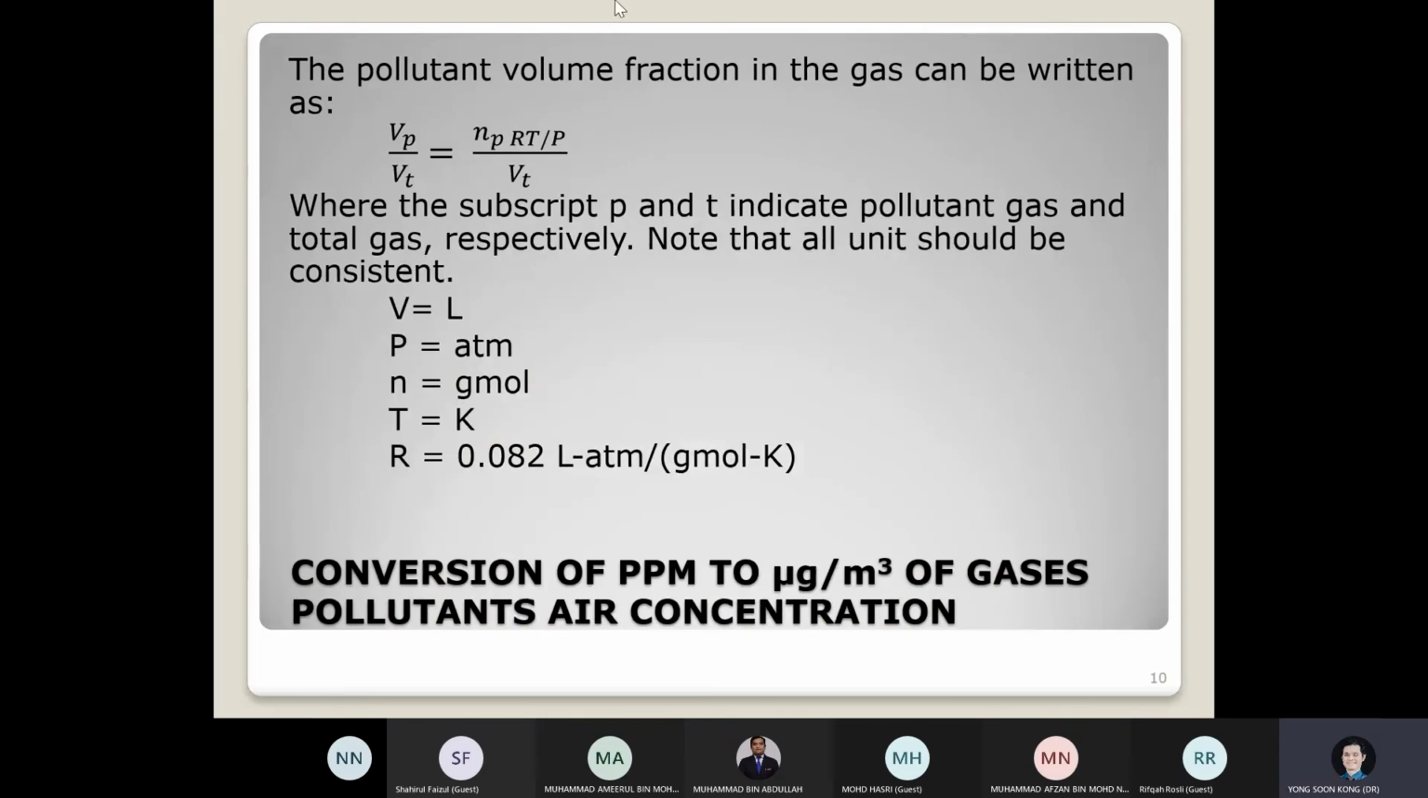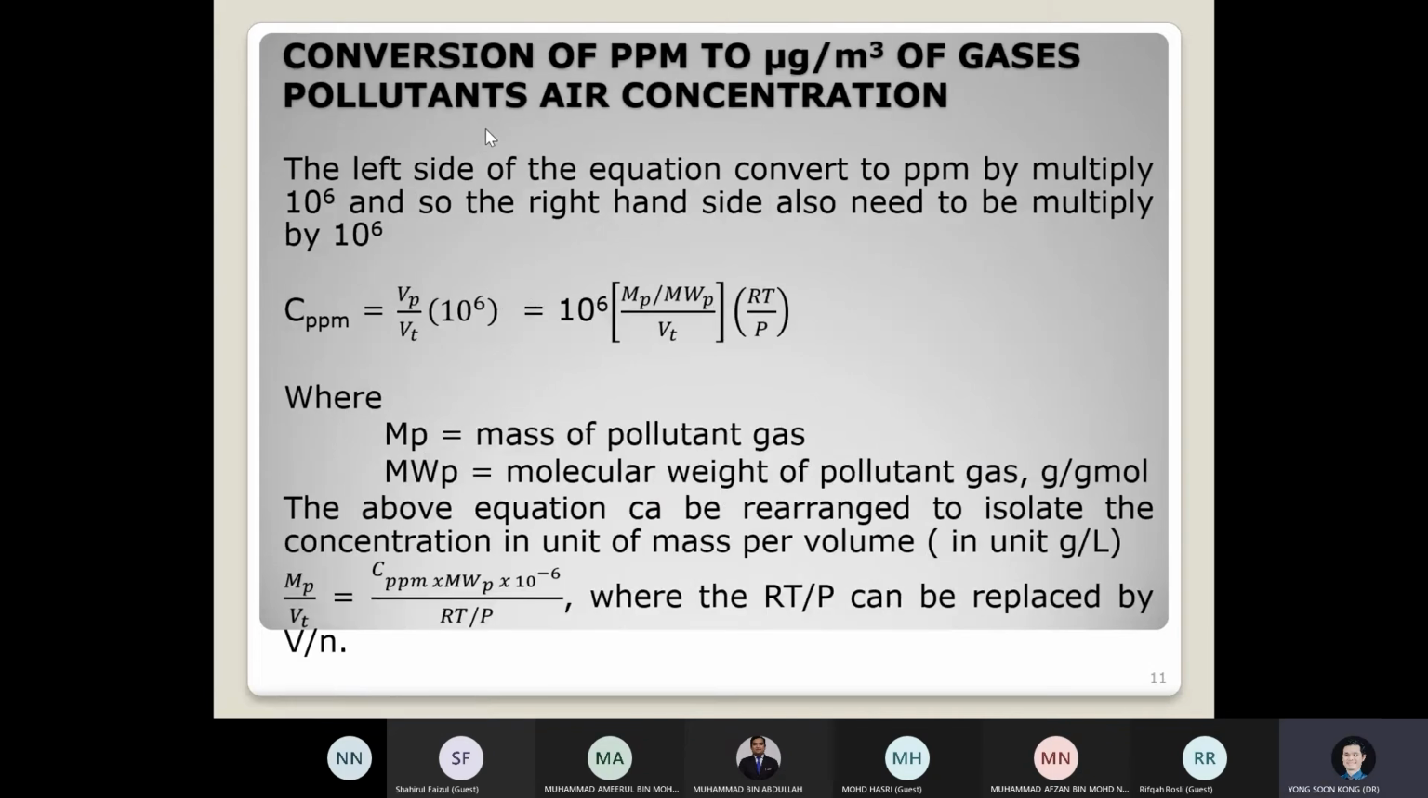Okay, fast forward. Based on the ideal gas law formula that we have seen just now, if we divide by the total volume, the other side also divided by the total volume, the left hand side of the formula essentially represents the concentration in ppm unit. So if you look back at here, this will represent the formula that you need to use to calculate. With a little bit of further rearrangement, this is the formula that people usually use to convert from ppm to microgram per cubic meter unit.